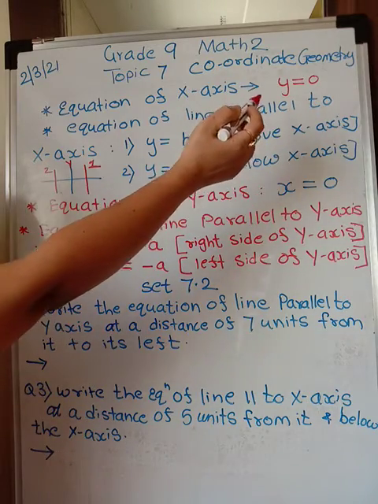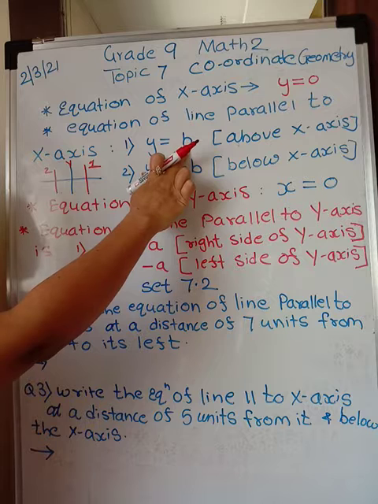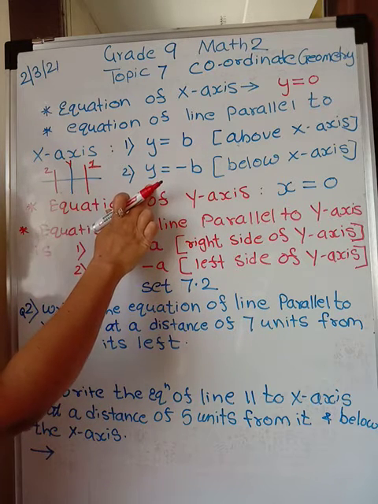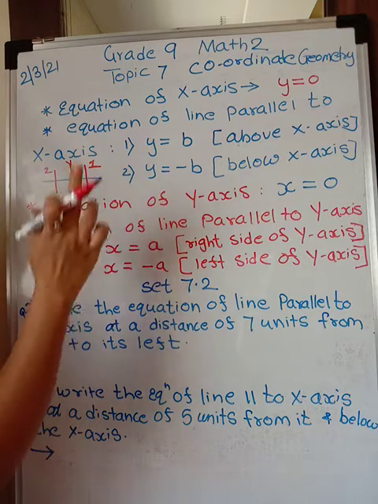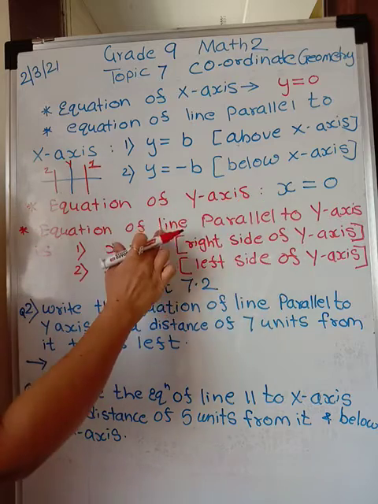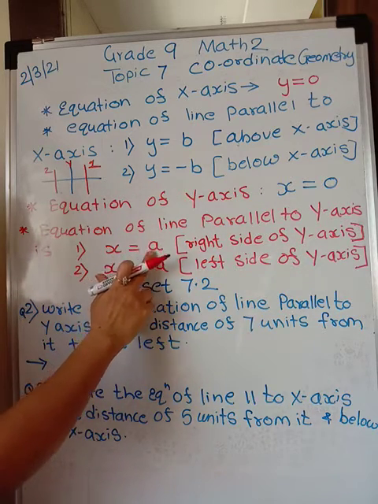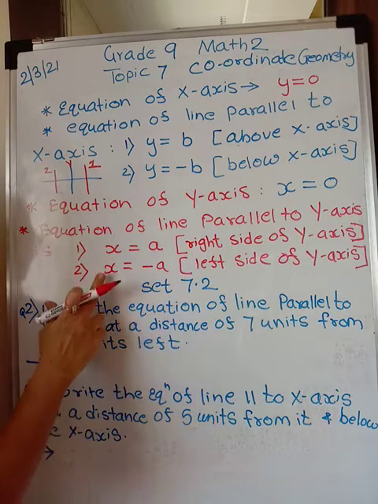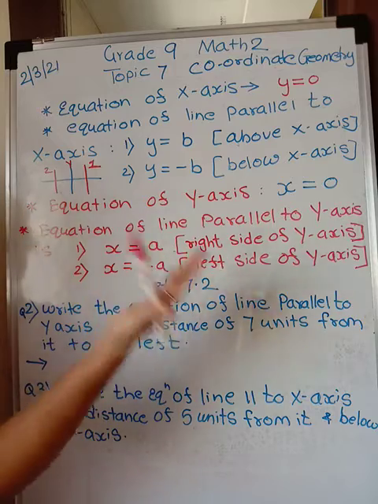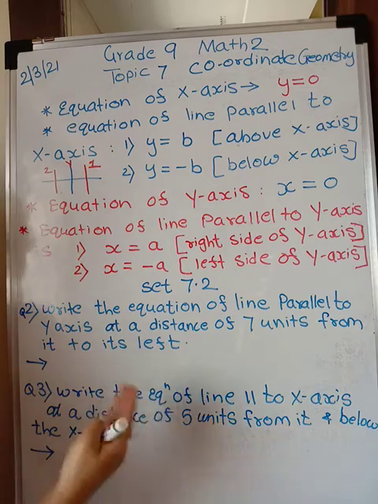y equal to 0, x-axis. y equal to b, parallel to x-axis, above it. y is equal to minus b, parallel to x-axis, below the x-axis. Equation of the y-axis, x is equal to 0. Equation of a line parallel to the y-axis, x is equal to a. If it is positive, it is on the right hand side of the y-axis. x is equal to minus a. If it is negative over here, then it is towards the left hand side of the y-axis. If you know these 6 things, these two questions are so easy.